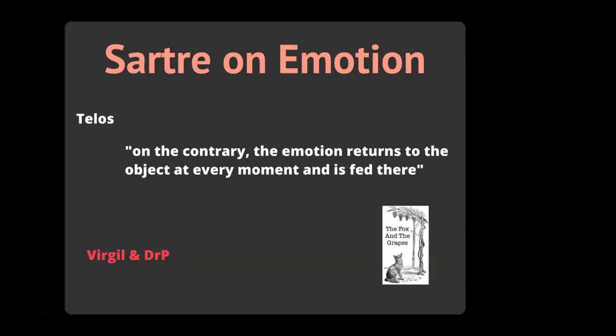Now, Sartre remarks that most psychologists argue that emotion is, quote, set in motion by perception. That is how we perceive the world sets in motion an emotion that we then experience. But then the emotion withdraws within itself, even to the point of a brain structure. And we can root this in with how the author of the textbook remarks on his brain preventing him from engaging in the skydiving activity. Sartre comes back and critiques these understandings and says, on the contrary, the emotion returns to the object at every moment and is fed there.